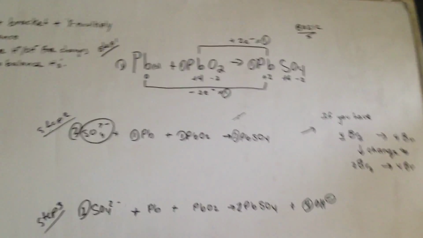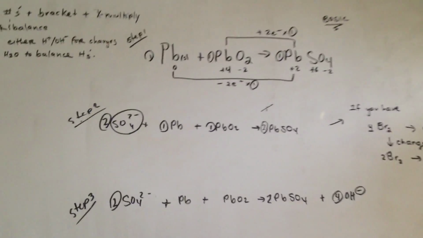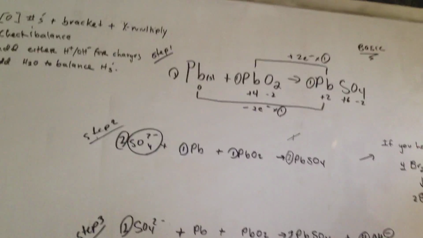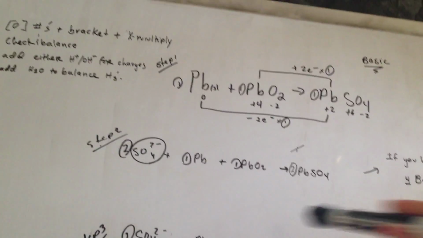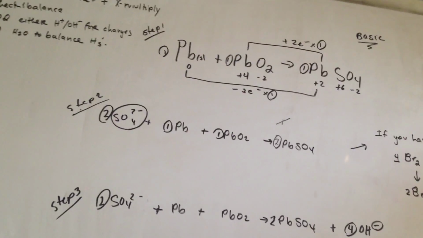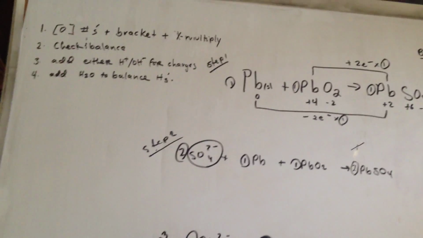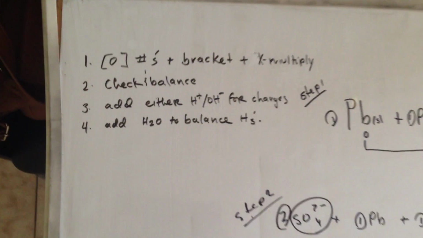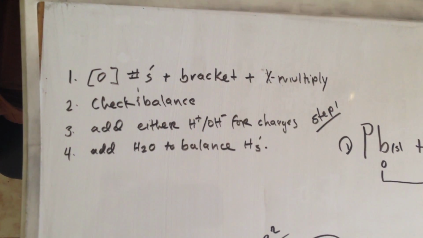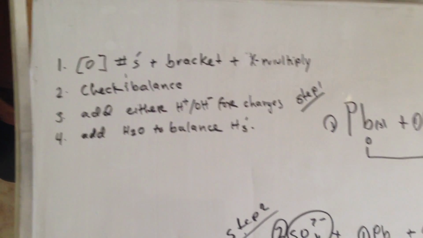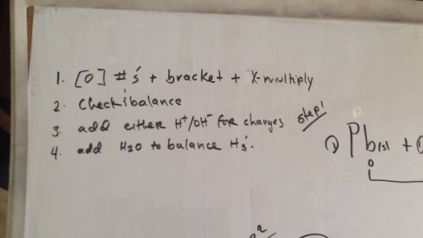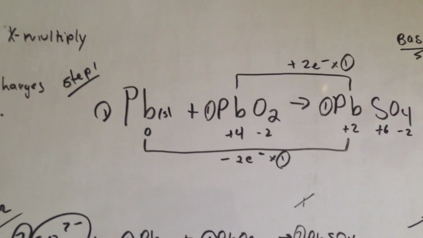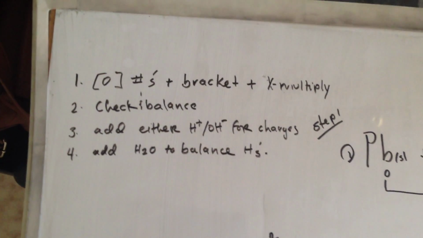Okay, so I'm gonna show you guys how to balance a redox reaction using the oxidation number method, or the bracket method. You can do the half reaction method, but that's gonna take a really long time as opposed to this. So here are the steps. The first thing you have to do is assign oxidation states and numbers. You assign them, then follow along with the brackets, and then you cross multiply.